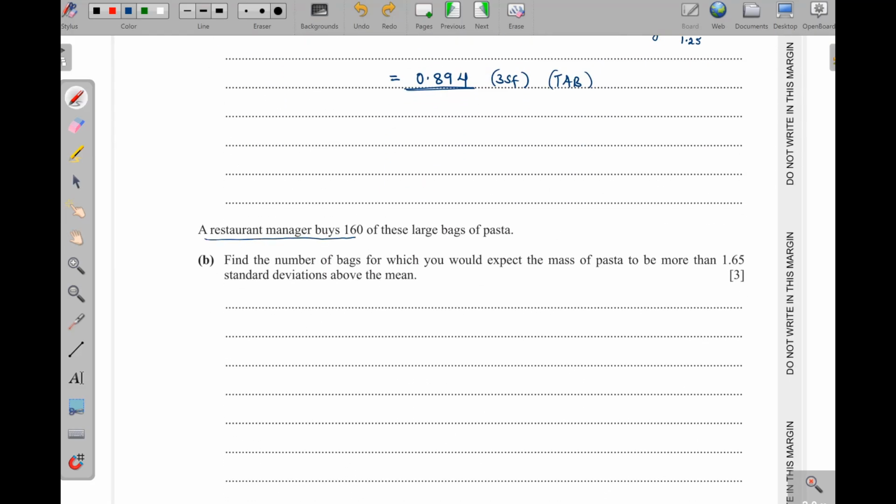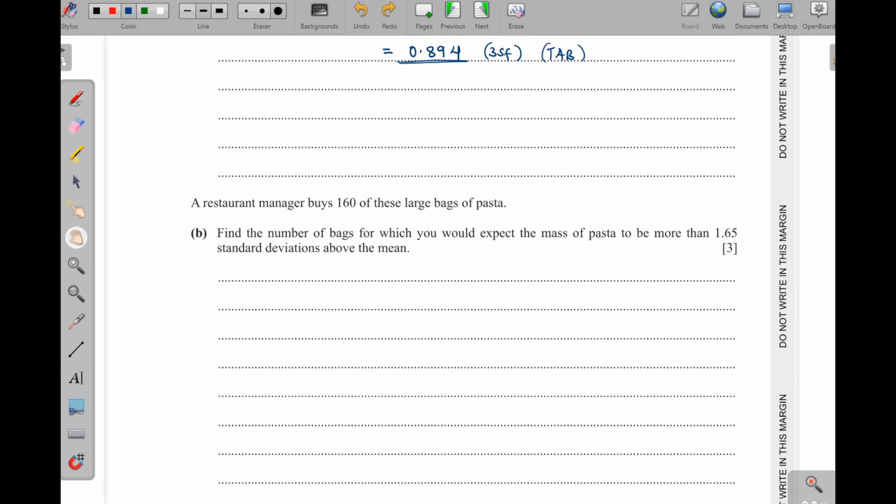Then the next one, they are saying that a restaurant manager buys 160 of these large bags of pasta. Part B, find the number of bags for which you would expect the mass of pasta to be more than 1.65 standard deviations above the mean. This is a part that plays students like nothing. We are having probability. They are saying you'd expect the mass of pasta to be more than 1.65 standard deviations above the mean.